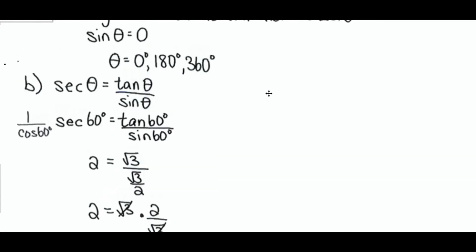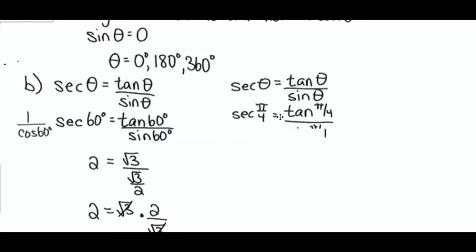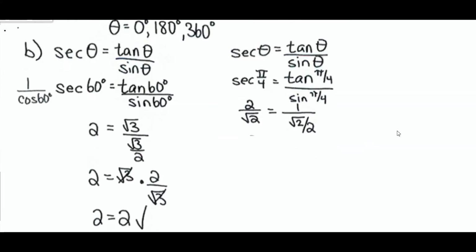As we move into doing this with pi over 4, I'm going to start again with that same equation. Secant theta is equal to tan theta over sine theta. Similarly, I'm going to put in my values of pi over 4, and I'm going to, again, use my exact values chart to determine which value should go in here. Keeping in mind that secant pi over 4 is the same as 1 over cos of pi over 4. So I'm going to have root 2 over 2, and I'm going to do the reciprocal.